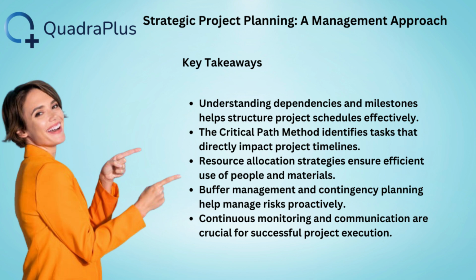To summarize this section, understanding dependencies and milestones helps structure project schedules effectively. The critical path method identifies tasks that directly impact project timelines. Resource allocation strategies ensure efficient use of people and materials. Buffer management and contingency planning help manage risks proactively. Continuous monitoring and communication are crucial for successful project execution. Next, we'll dive into risk-based project planning to explore how to integrate risk management into your planning process.